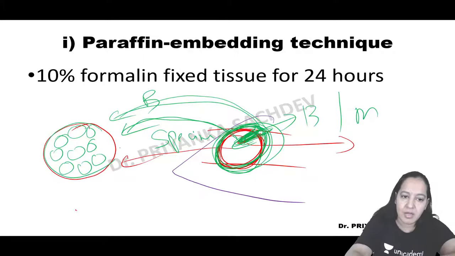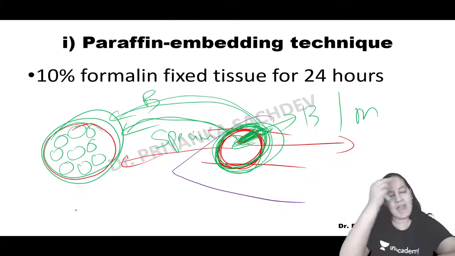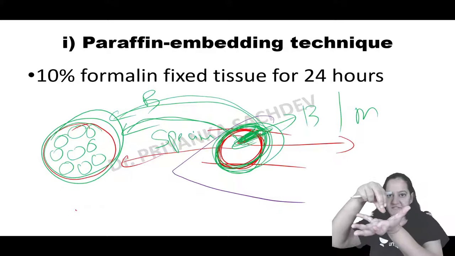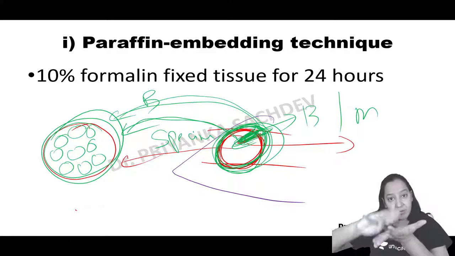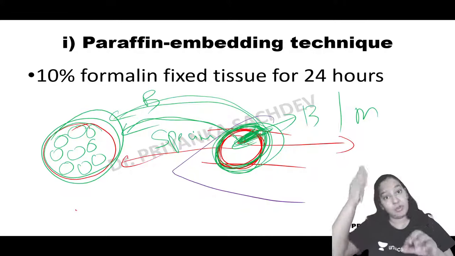It is a tissue which is out of the body now. It is not in the patient's body. Just suppose the patient is having a lump here, anywhere in the body. So the surgeon has cut that lump, taken it in a vessel, and now the tissue has to be converted into a slide so that under the microscope we will see those 10 features.